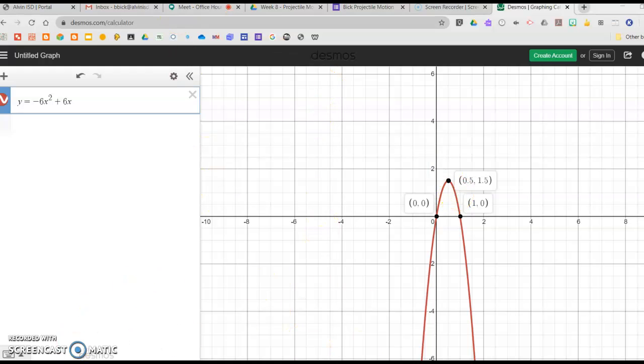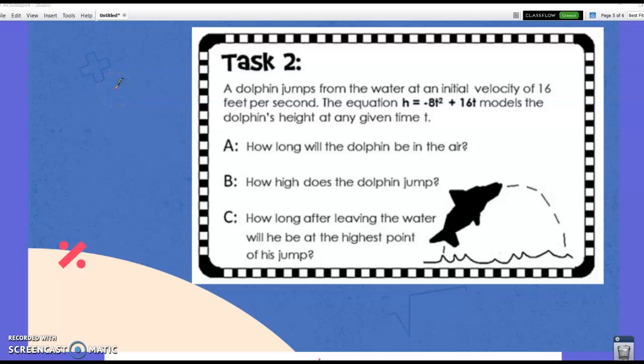So, all right, our next example is a dolphin jumping out of the water at an initial velocity of 16 feet per second. The equation is h equals negative 8t squared plus 16t. That's his height at any given time t. So question A asks, how long will the dolphin be in the air? So they're asking about the zeros. When does he land back in the water?